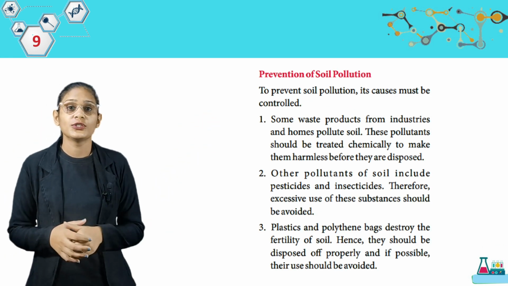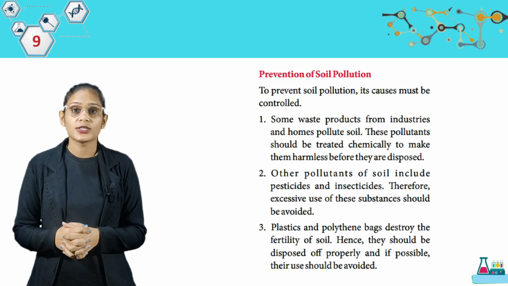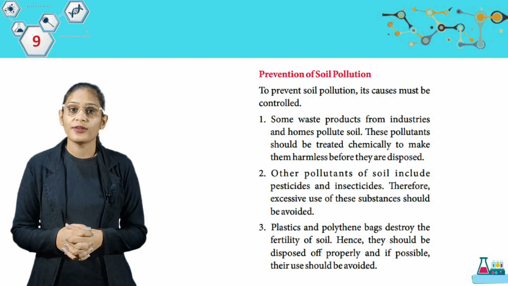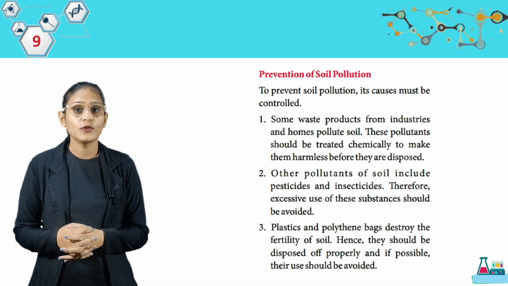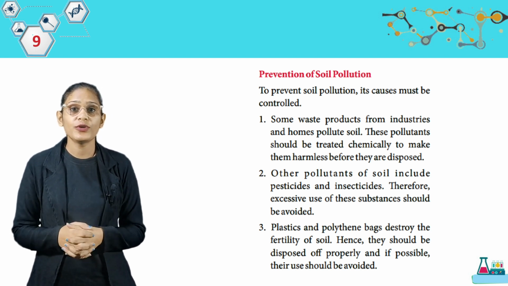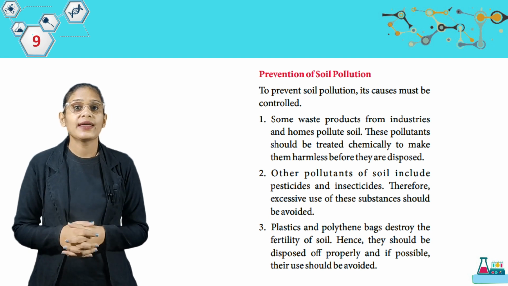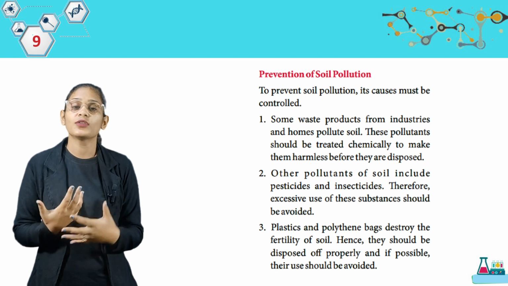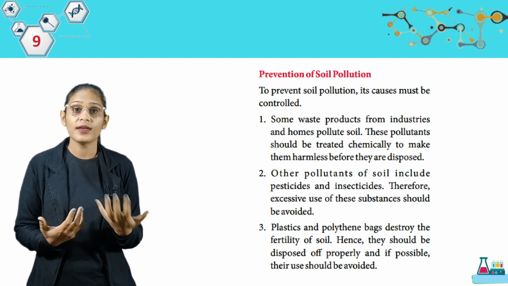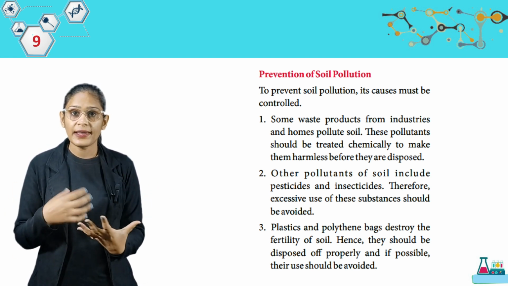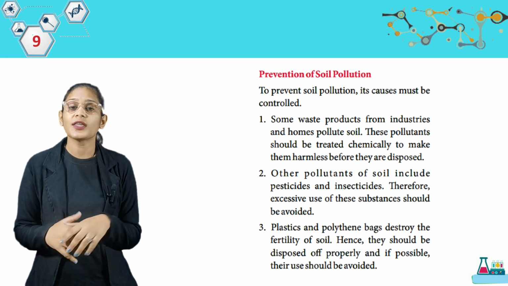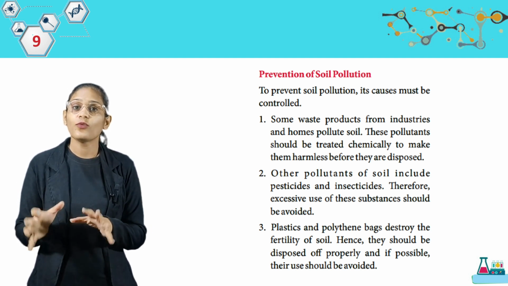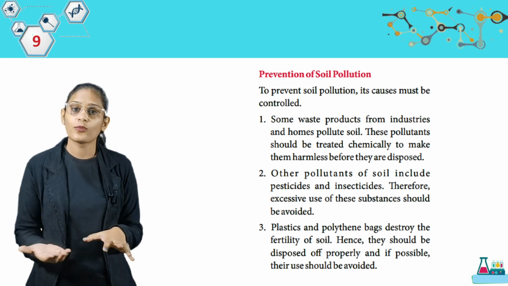prevention of soil pollution. To prevent soil pollution, its causes must be controlled. Some waste products from industries and homes pollute soil. These pollutants should be treated chemically to make them harmless before they are disposed. So students, कुछ waste ऐसा होता है industries का है, घरों का है, जो बाहर आता है, अगर हम उसे पहले ही chemically treat नहीं करेंगे, तो वो हमारी soil को क्या करता है? Pollution create करता है, तो वो chemically treat करके हमें dispose करना चाहिए.